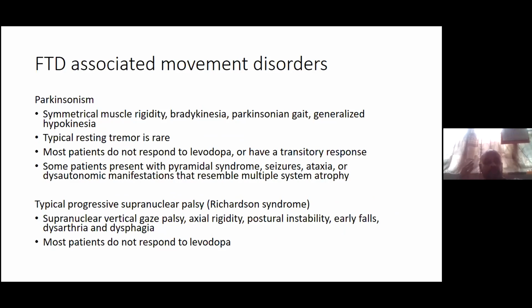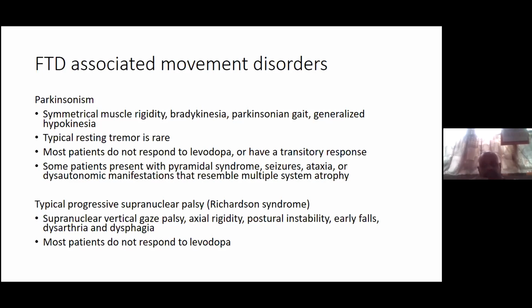different to the normal idiopathic Parkinson's disease that we generally encounter. There, the muscle rigidity in these patients is generally symmetrical, as opposed to idiopathic Parkinson's, which is markedly asymmetrical. They have bradykinesia and they have Parkinsonian gait with generalized hypokinesia. They won't have the typical distinct tremor that we generally see, as in the first case that was presented to you. Most patients do not respond to levodopa or may have a transient response.